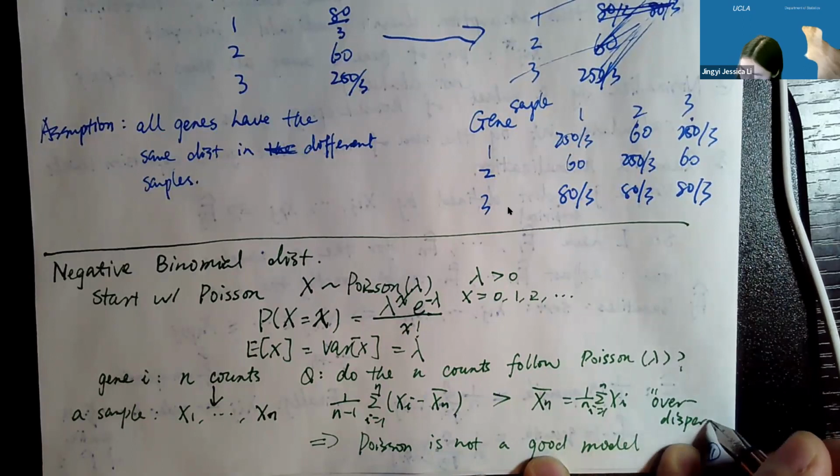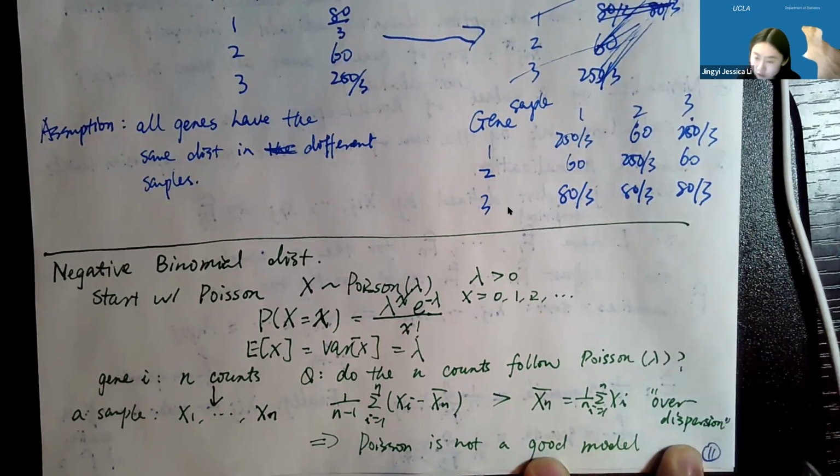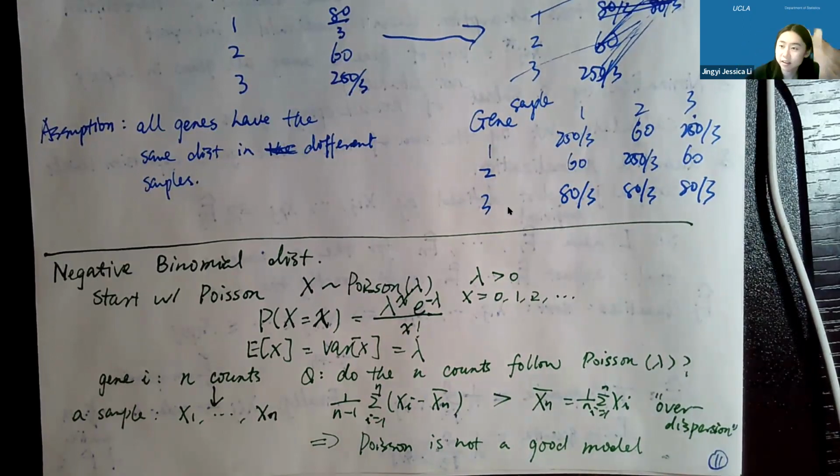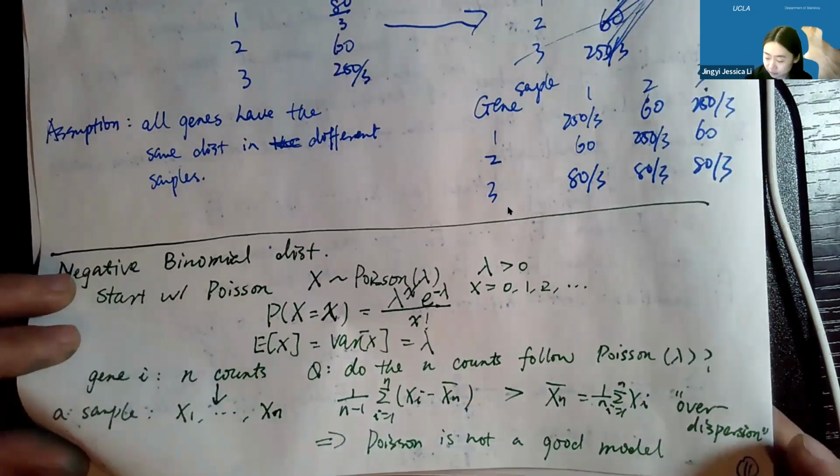So overdispersion is a phenomenon where the variance is bigger than what you expect from a model. If you're using Poisson, then you expect the variance to be equal to the mean. But from the data, the observed sample variance is much bigger than the sample mean. Then you call this overdispersion. So that's the simple way to explain what it means.